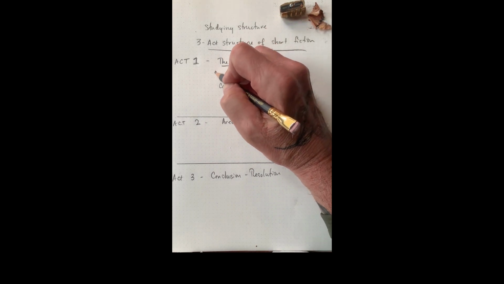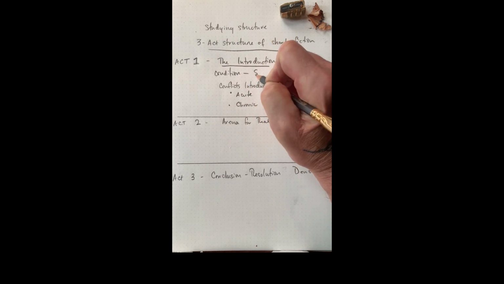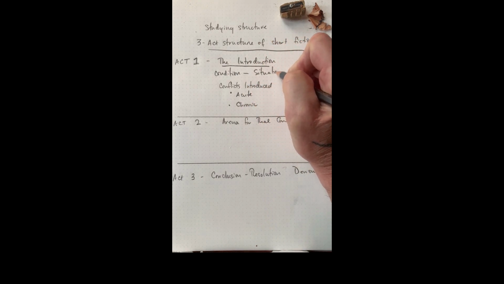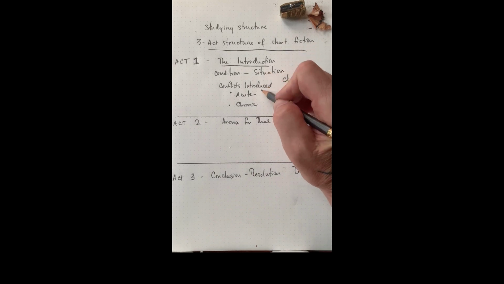Simply described, Act 1 can be considered the introduction. The author introduces the reader to the conditions, the situation of the principal character or characters. The reader is located in the story. We know the characters, the setting, the tone. In the first act, both the acute and the chronic conflict are introduced, if not delved into deeply.